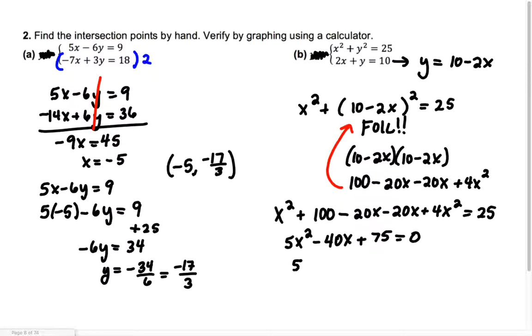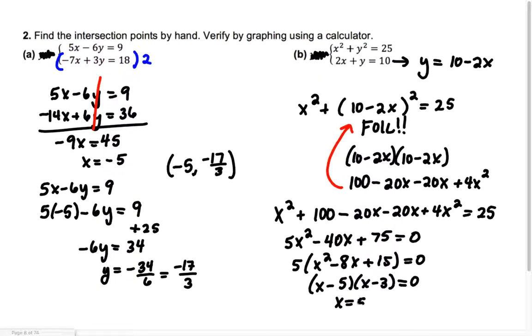Okay, we pull out a 5, the GCF. And then we can factor, that's a 15 there. So I'm going to do x minus 5 and x minus 3. So those are my two values for x, 5 and 3. So remember, the most number of answers we can have is 2.